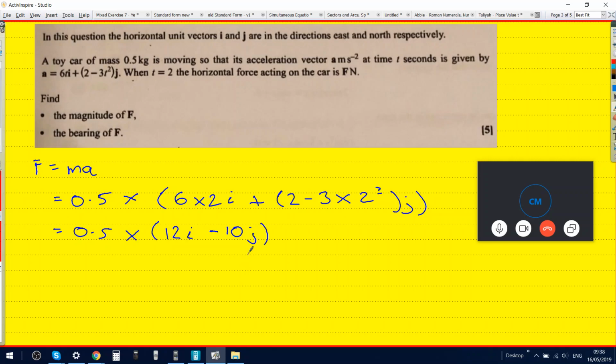Where's 12i and 10j come from? So I just subbed in t equals 2 into both of those. Oh yeah, 6ti and then... So is it just 6i minus 5j? Yeah. So that's F, and then find the magnitude of that.